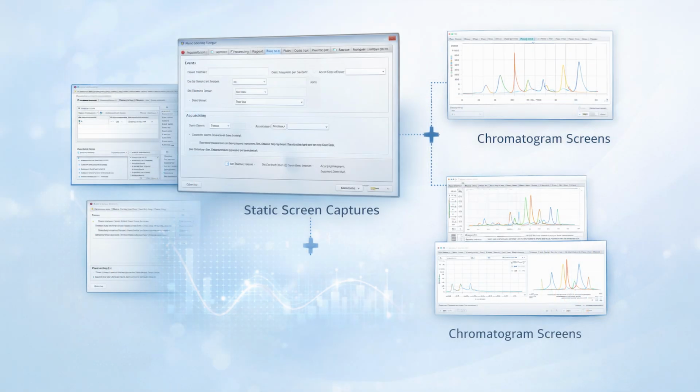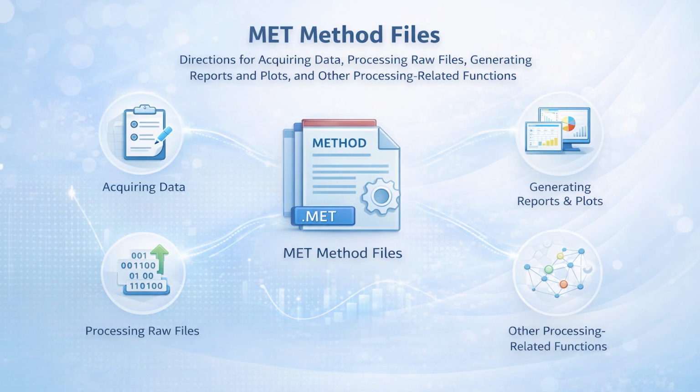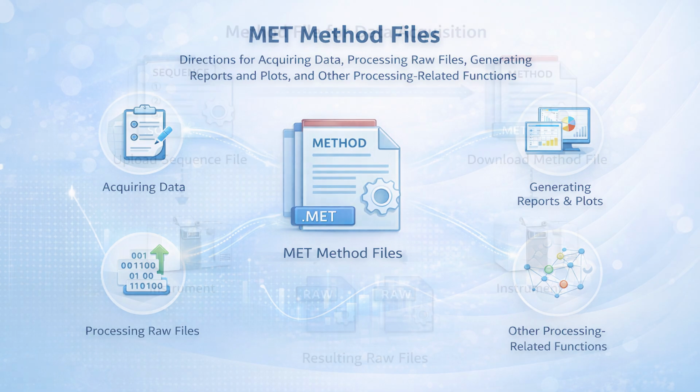Where additional explanation or context is helpful, we'll also show chromatogram screens and other areas of Chromperfect to illustrate how these settings behave in practice. Method files, with the extension MET, contain the instructions Chromperfect uses to acquire data, process raw files, generate reports and plots, and perform other processing-related tasks.